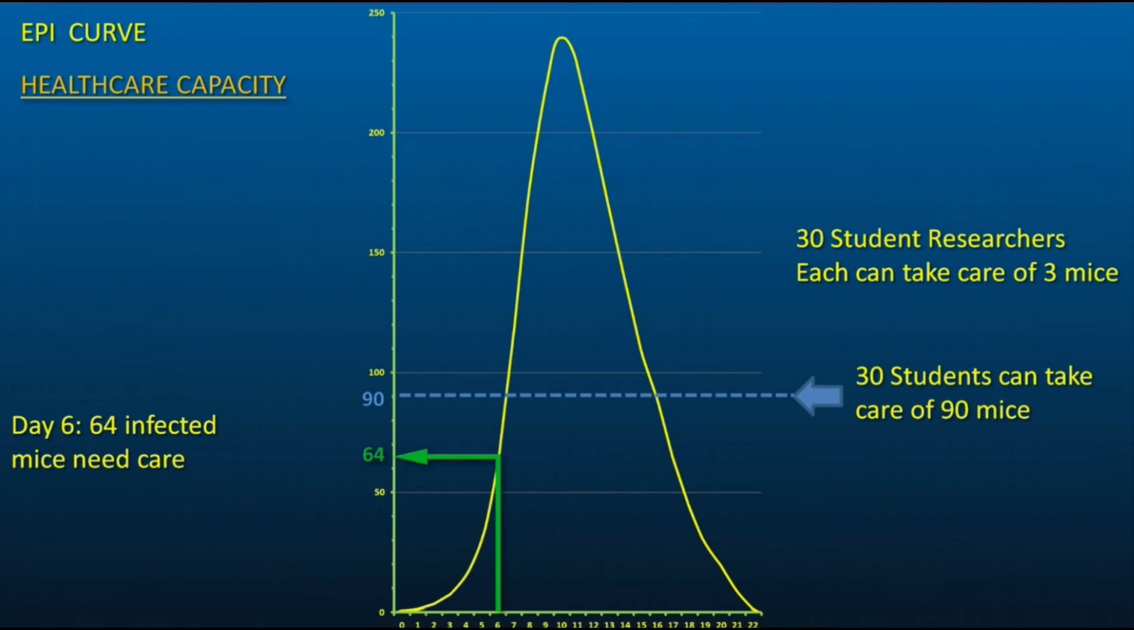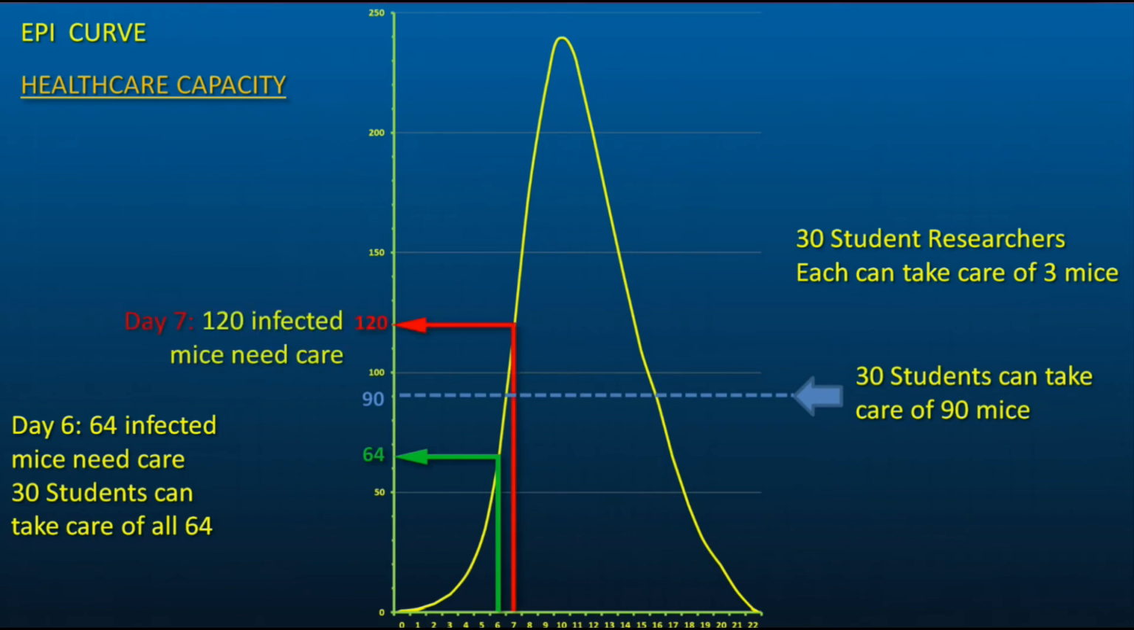Due to the doubling rate of 1 day, the 30 students can easily take care of the 64 mice that have been infected, even if some of the mice are sick. By day 7, there are now 120 infected mice, some being sick while others with only mild symptoms, but they all need to be cared for. And we have to ask each student to look after 4 mice each, one more mouse than they are comfortable doing. You can see where this is going.